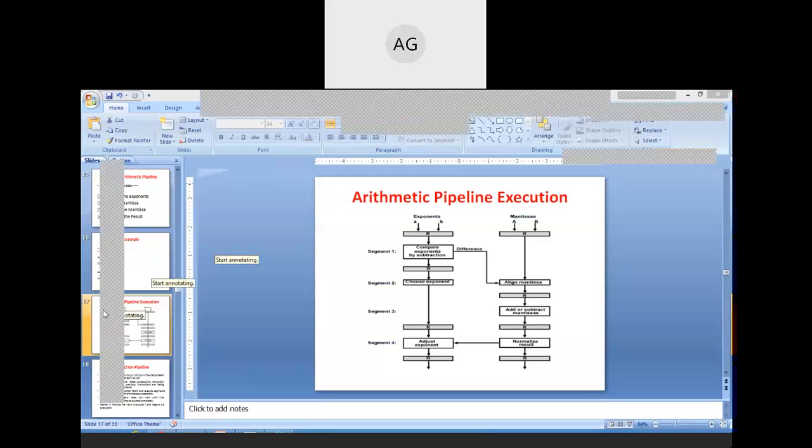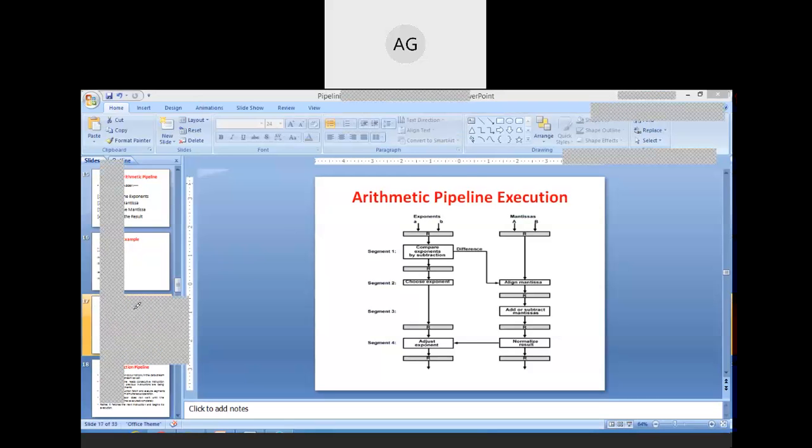As you can see here in the diagram, the arithmetic pipeline execution. I am just enlarging the diagram so that it can be clearly seen by you.